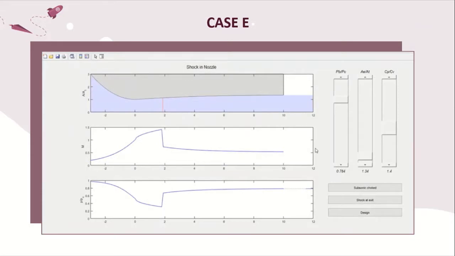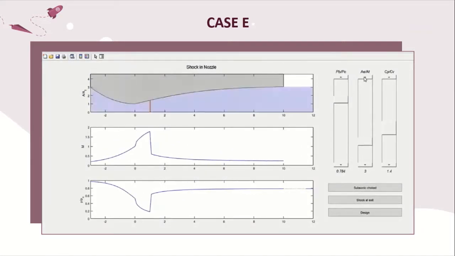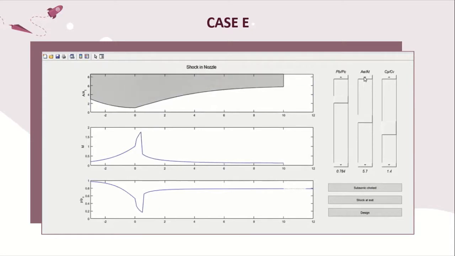Case E has similar properties with the previous case, case D. The only difference is that the abrupt change happened at an area ratio equal to 8.9.